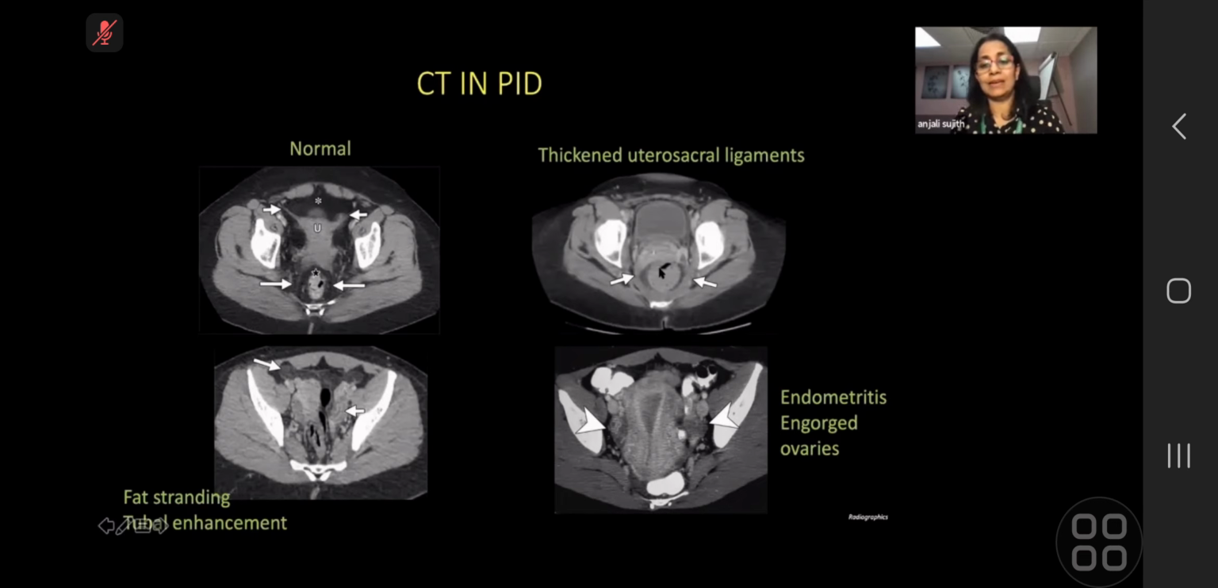So what happens when there is cervicitis or endometritis? The inflammation spreads posteriorly and you can see thickening of the uterosacral ligaments. The other findings include extensive pelvic fat stranding, there can be free fluid, loss of fascial planes, loss of definition of uterine contours, and you may get peritoneal enhancement and engorged ovaries. These are the features of uncomplicated pelvic inflammatory disease.